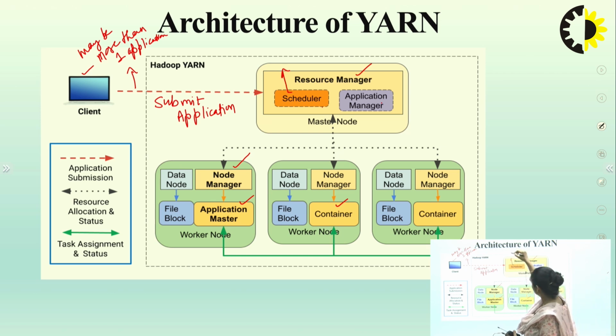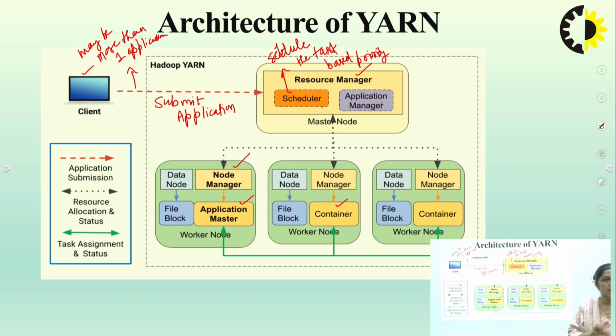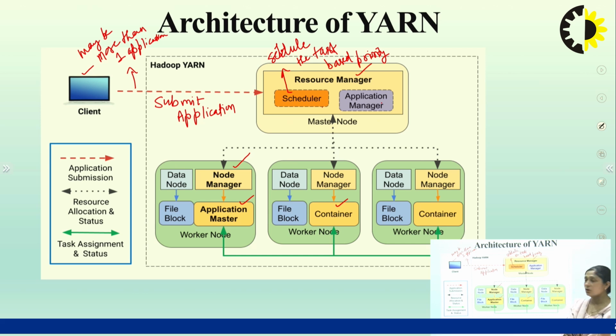Scheduler will schedule the task based on priority, means according to a queue, first come first serve, or on a priority basis every task will be executed. Now there may be different types of scheduler, and accordingly it will schedule the task. We will study the types of scheduler in the next lecture.